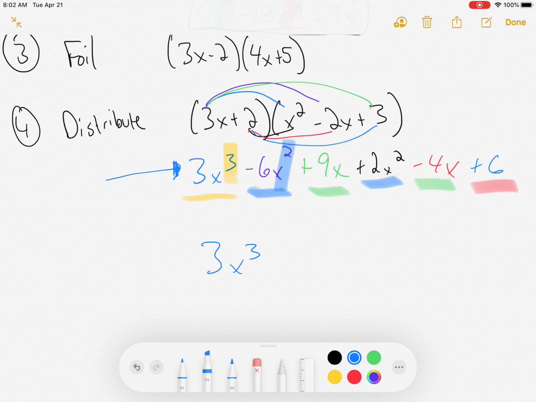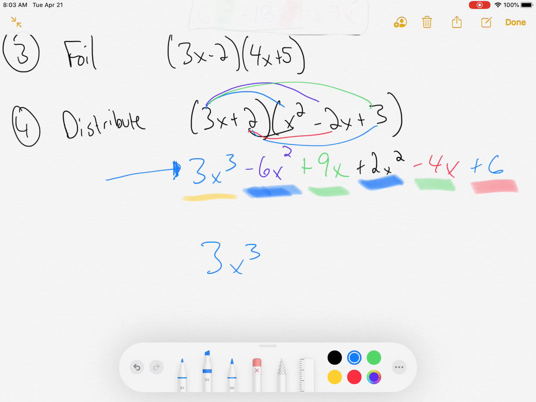So the ones that are underlined in blue, those are like terms, and I can add and subtract those together because they both have an x squared. I can't do that with my yellow and my blue one because they have different exponents. So what I'm saying is I can't combine this term with this term because of the exponents. I have an x to the third and an x squared, so I can't combine those.